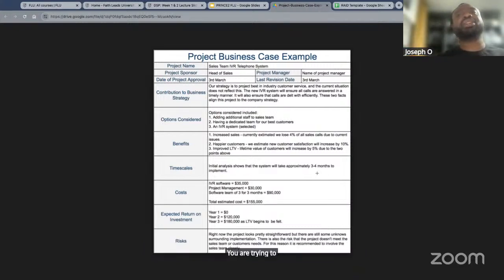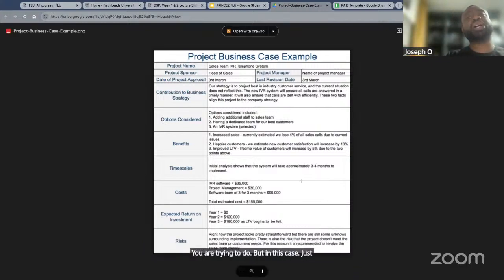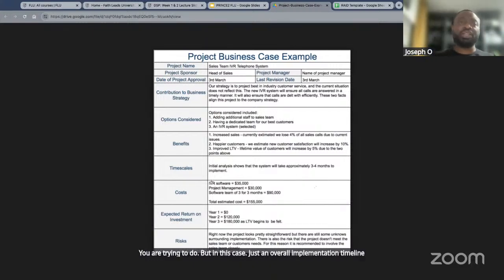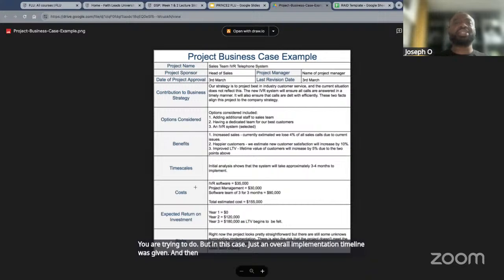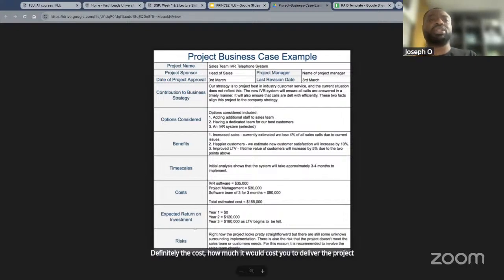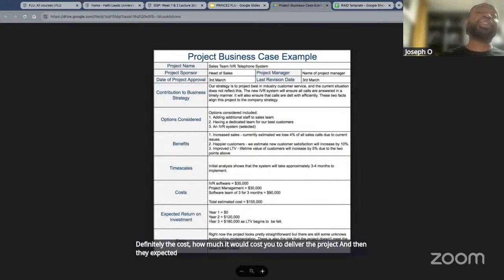But in this case, just an overall implementation timeline was given. And then the cost. Your business case has to have the cost, definitely, how much it would cost you to deliver the project, and then the expected return on investment.